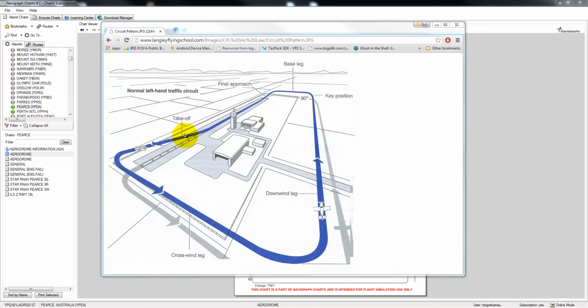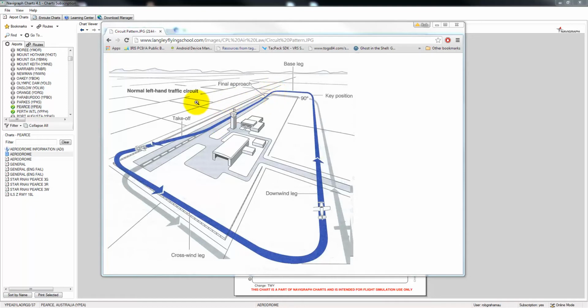Most circuits are going to be left-hand unless specifically stated otherwise by charts or the like. In the case of Pearce, where we're flying, on the runway we're on it's a right-hand circuit, because the chart, as I'll show in a little bit, has a ruling stating that you can't fly east of runway 18 left.